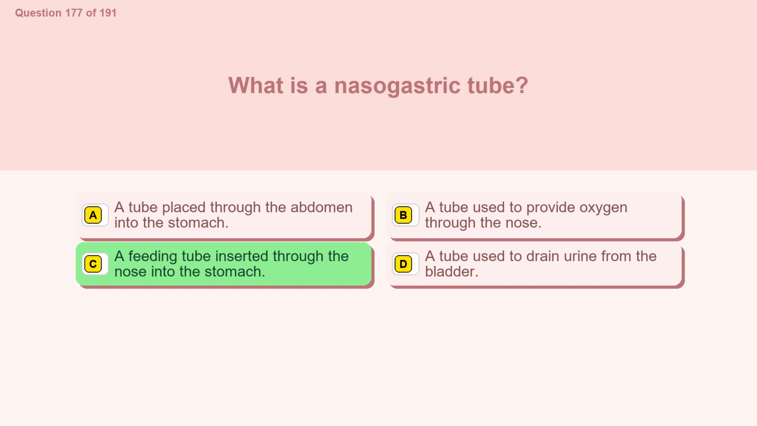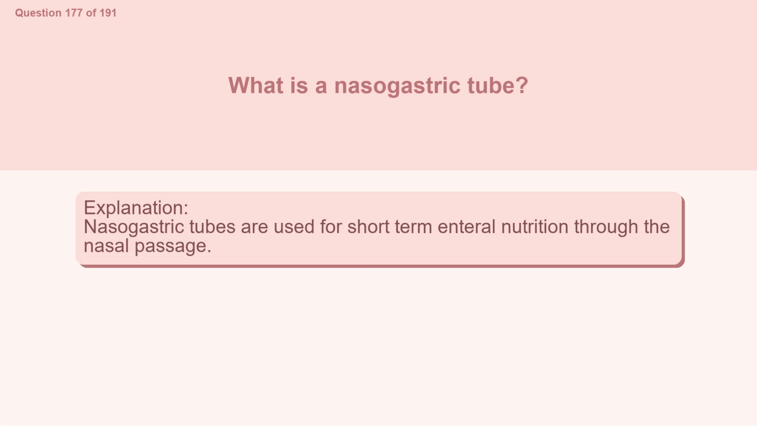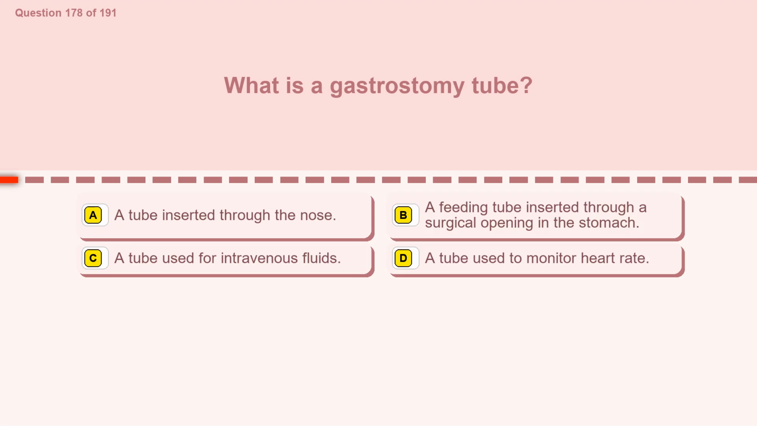The correct answer is option C, a feeding tube inserted through the nose into the stomach. Nasogastric tubes are used for short-term enteral nutrition through the nasal passage. Question 178. What is a gastrostomy tube?